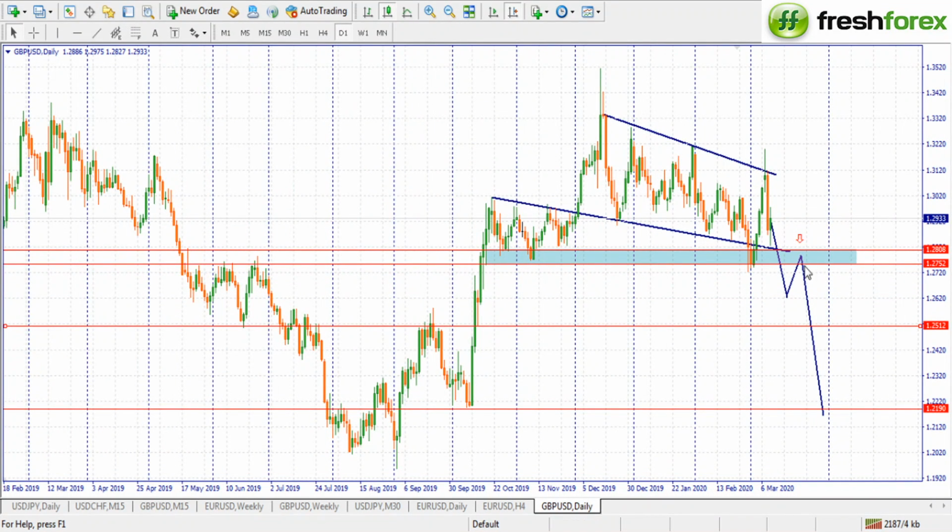Basically, if you're to sell there, expect price to go up to 1.2512, where we expect it to continue much lower up to 1.2190.